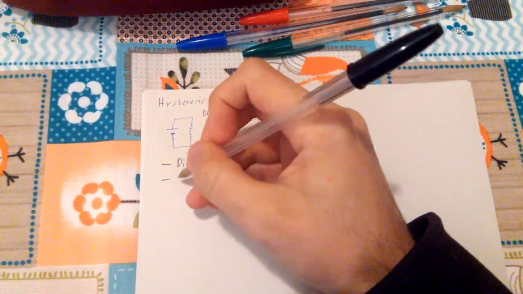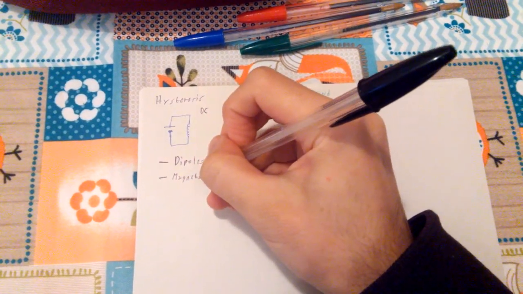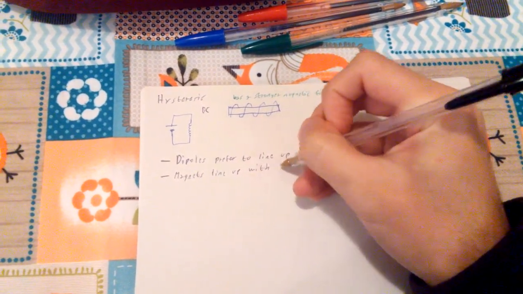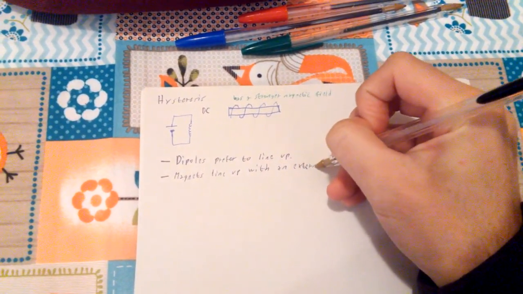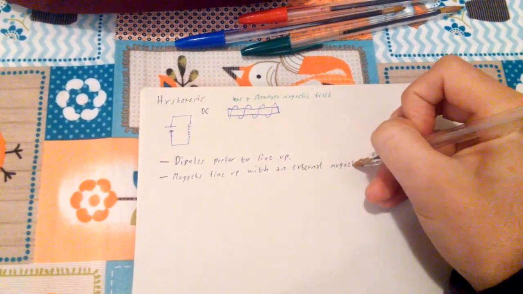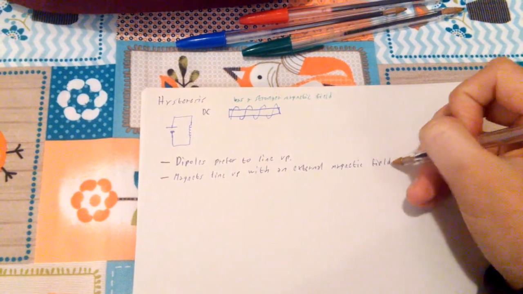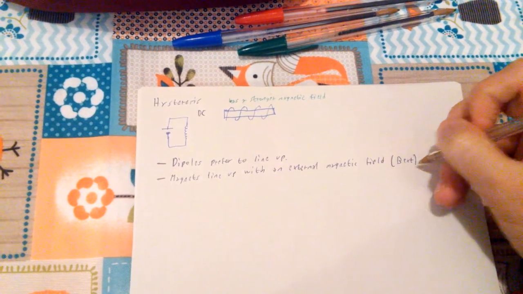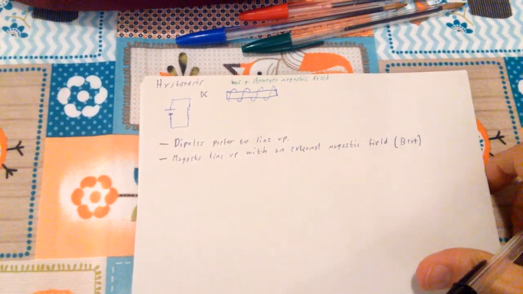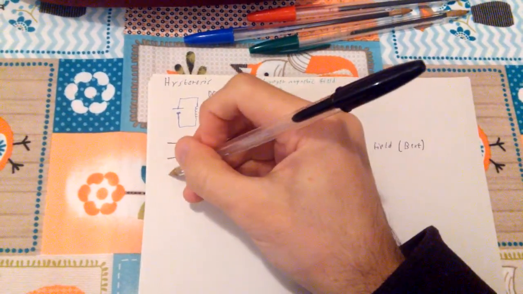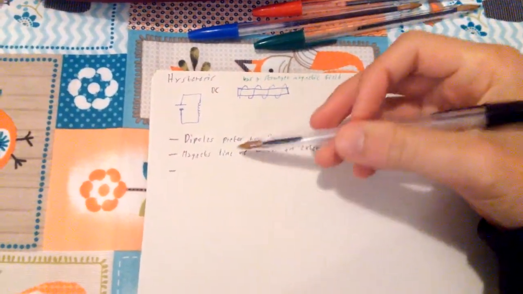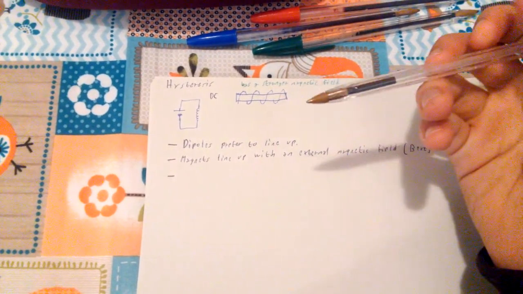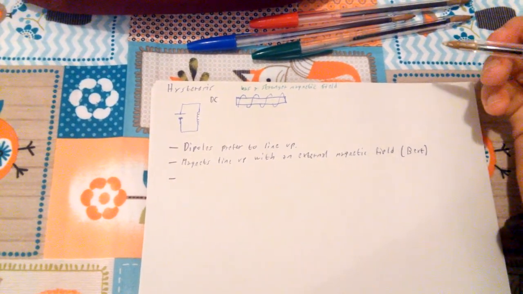Second point I'm gonna make is that magnets line up with an external magnetic field, which for all our intents and purposes I'm gonna call Bx, which stands for B external. So basically they're influenced by an external magnetic field. And if I have an external magnetic field, they're gonna line up according to that magnetic field.